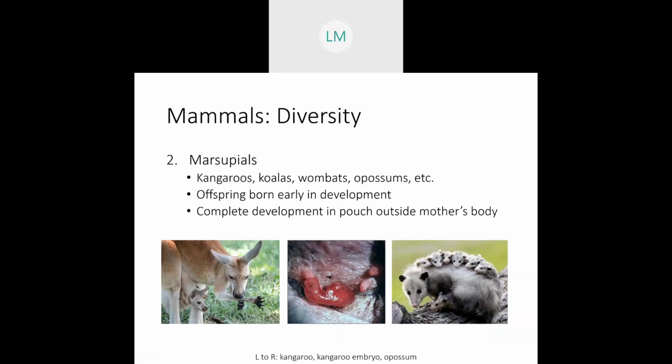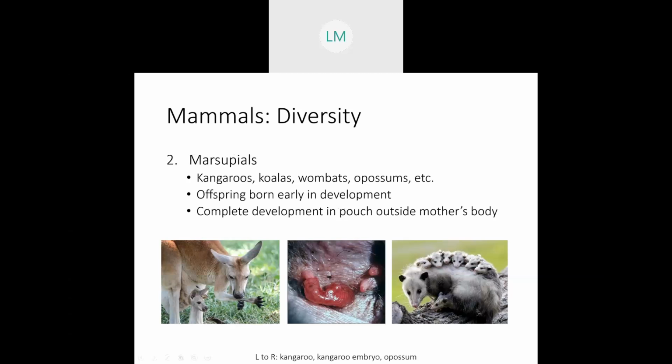So a lot of these marsupials are found in the Australian continent. Marsupials have an offspring that is born very early in development. So you can see it right there. This has already been born, right? It's clearly not ready to survive on its own. So it's going to complete its development outside the mother's body, but inside a pouch. Okay, so that's what's happening right here.